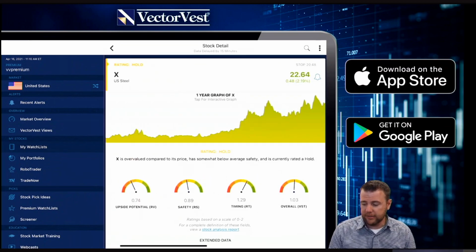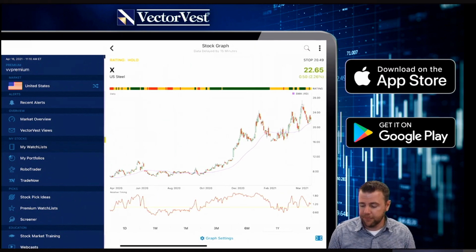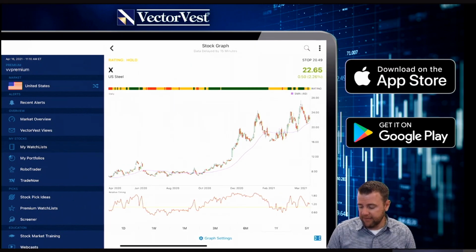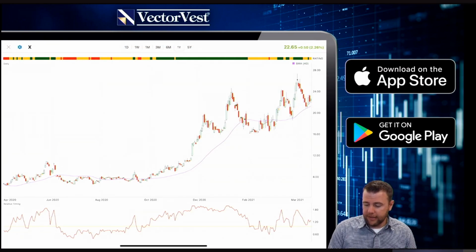Let's look at US Steel, for example. It's a hold rating. So it's not that strong buy rating, but it's not that sell rating yet. It's kind of just middle territory. We'll go ahead and maximize this. And there we go. So looking at US Steel, at the very top of the screen, you'll notice that red, yellow, and green. And that indicates green for a buy rating, yellow for a hold, and red for a sell.